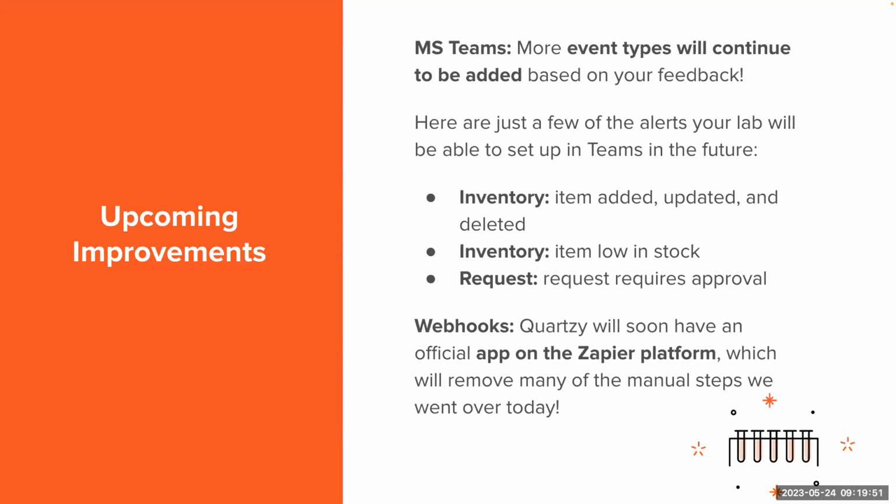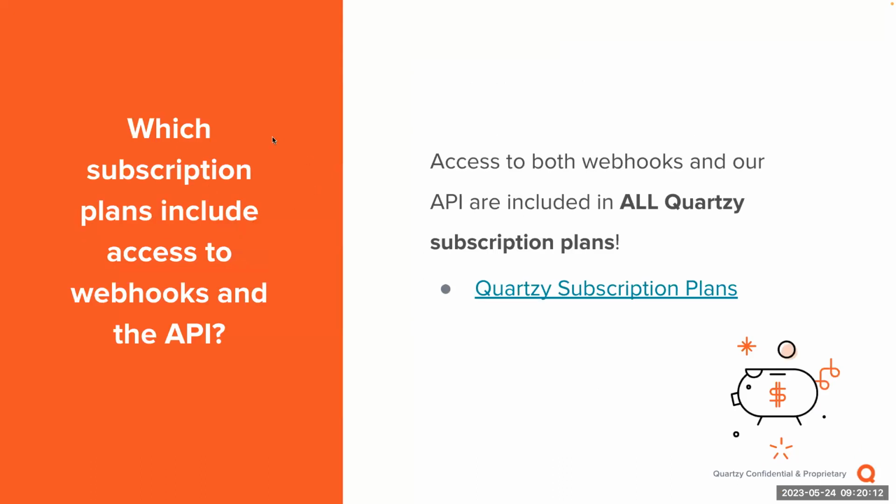And then on the webhook side, we'll actually soon have an official app on the Zapier platform. So that's going to remove some of the steps that we went over earlier when setting up the Google Sheets integration. A lot of those steps will be removed and just be automatic once we have a Quartzy app on Zapier. So all of Quartzy's subscription plans actually include access to both the API and webhooks.